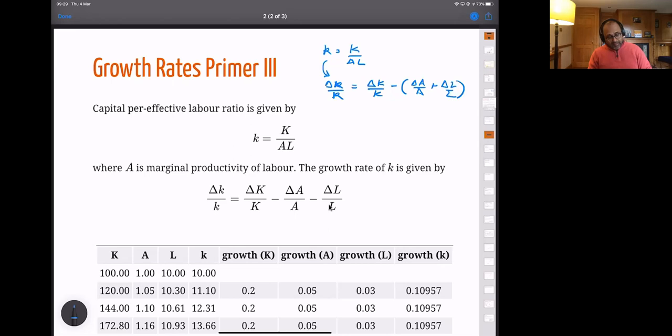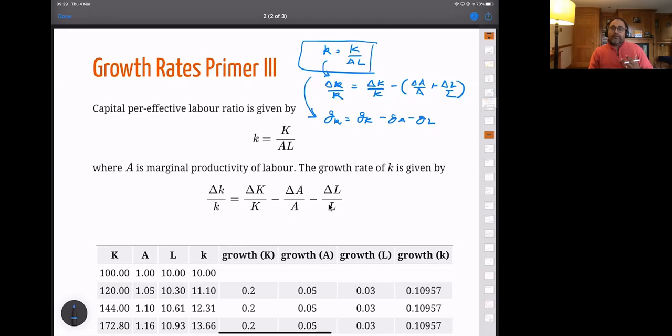And what that basically means is that the growth rate of K is growth rate of big K minus growth rate of A minus growth rate of L. So if this is the formula for effective worker, this is the formula for capital per effective worker, then the growth rate of capital per effective worker, the small k, is growth rate of big K minus growth rate of A minus growth rate of L.